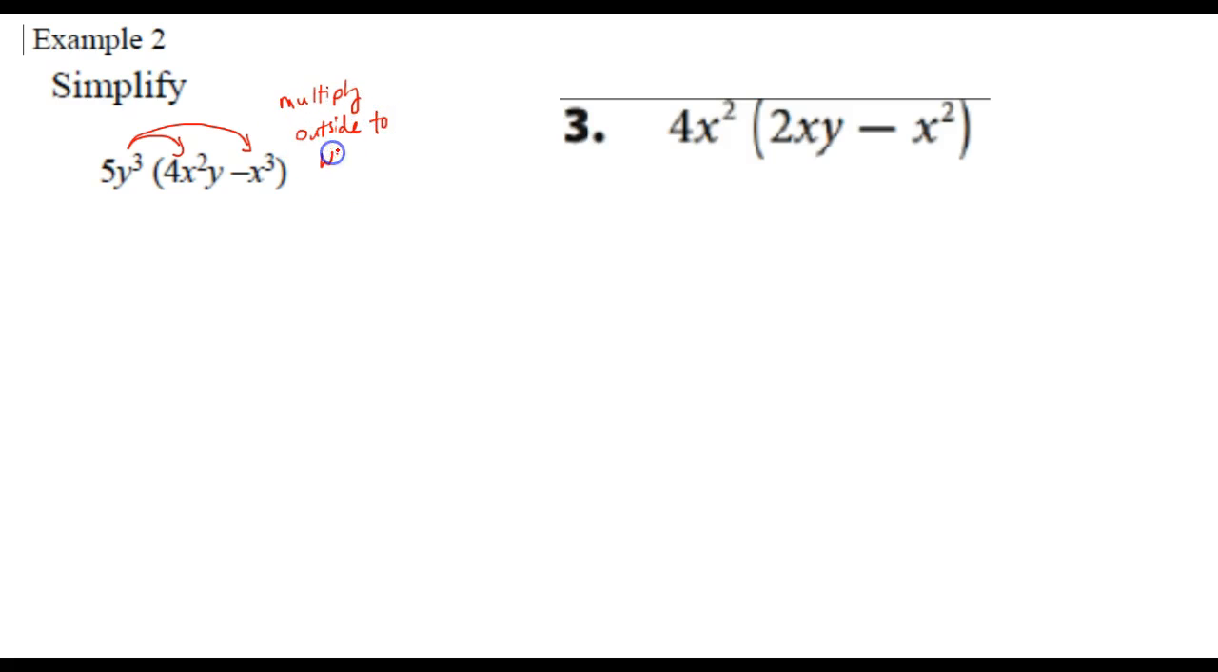what is outside to what's inside. And inside what? Inside the parentheses. So here that would be 5y to the third power times 4x squared y, and that would again be 5y to the third power times negative x to the third. I'm going to write a little symbol in between. I know you're like, there wasn't a negative there.